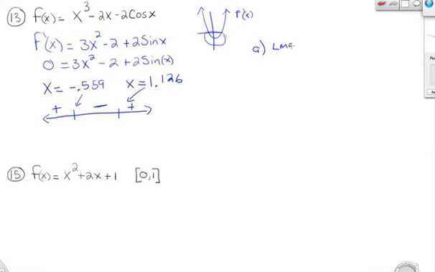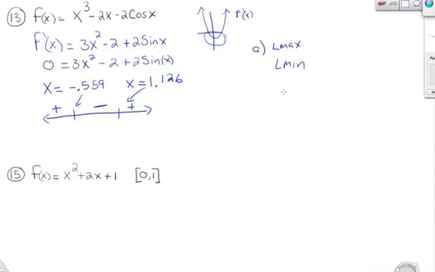Local max at the negative 0.559 number. So you can do that. We've got to find the y value to go with it, so plug it back into the original. And then we have a local minimum at the other value, at the 1.126. And again, plug that value back into the function to get the y value.